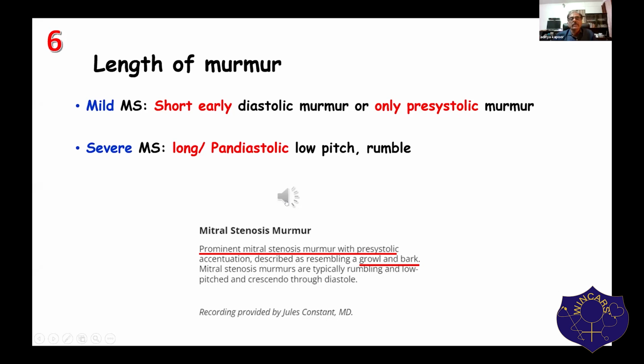But anyway, so this is described as a growl and a bark. So you can see this audio thing on the net also, the Jules Constant audio book, or listen to this rumble. So long pan-diastolic rumble is a sign of severe MS.